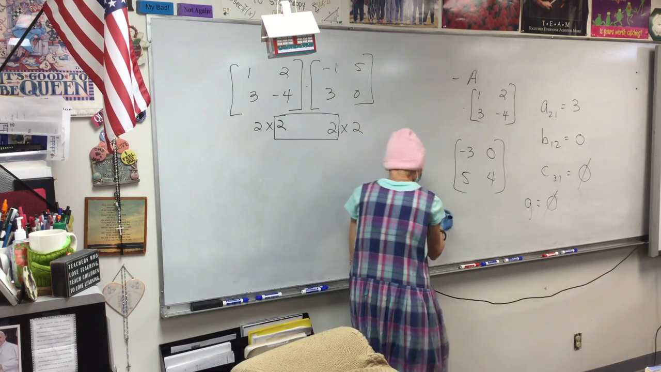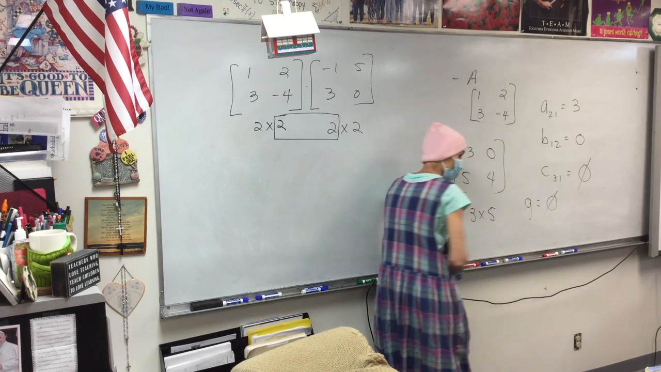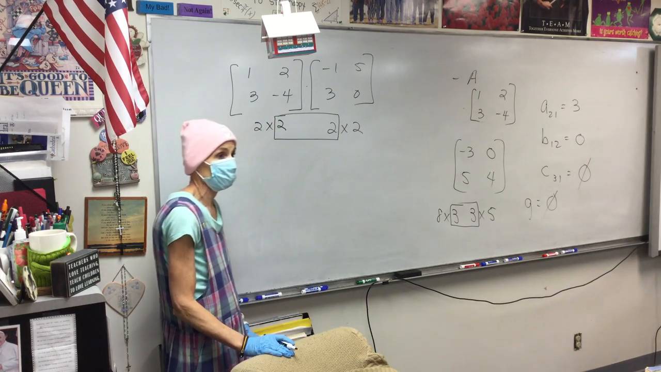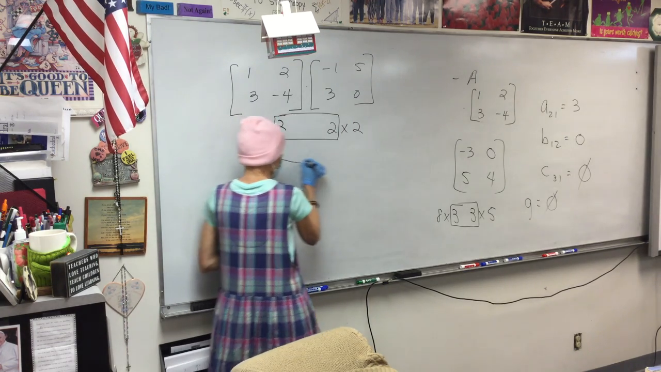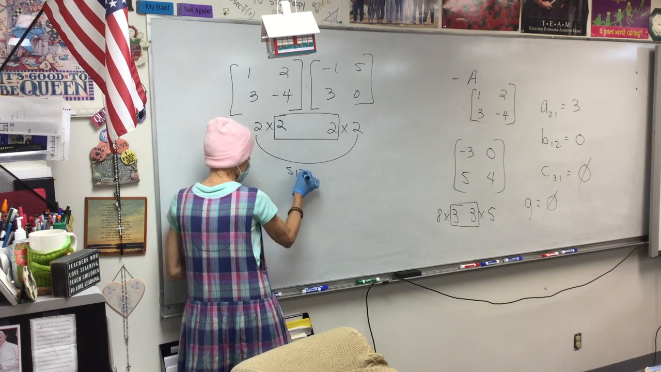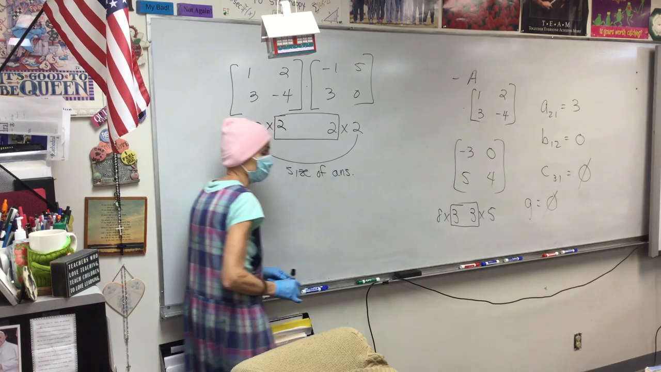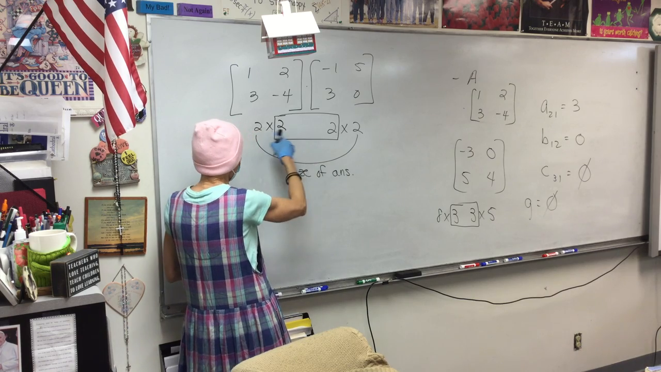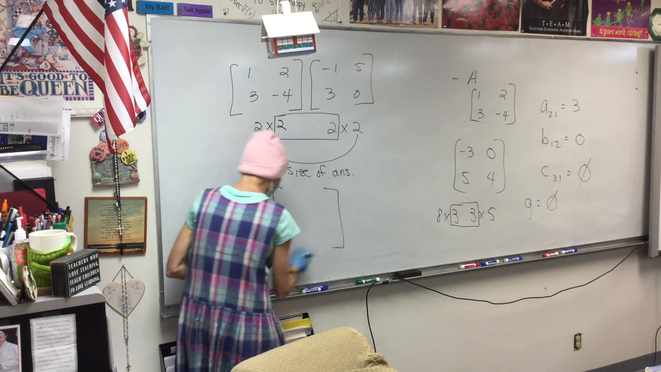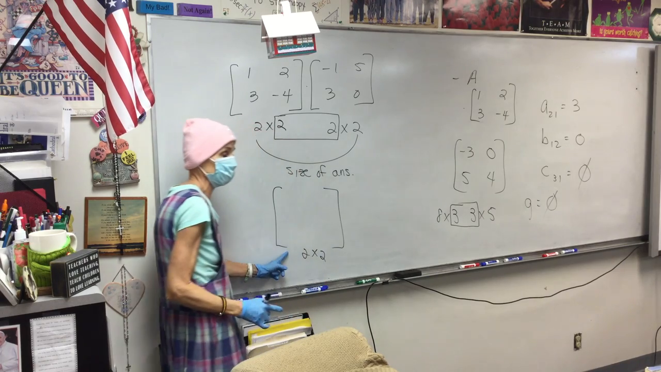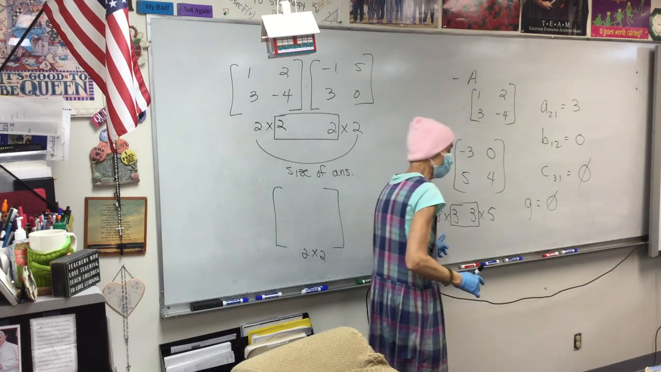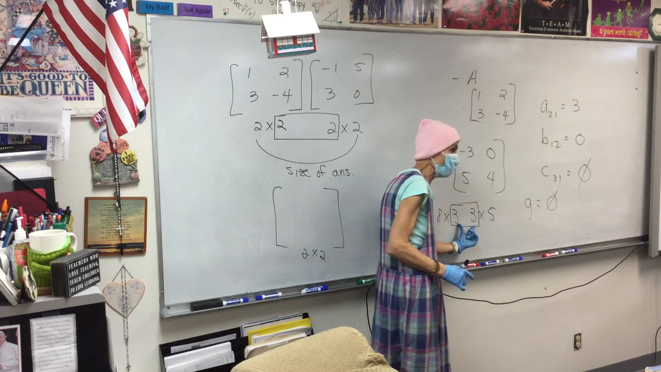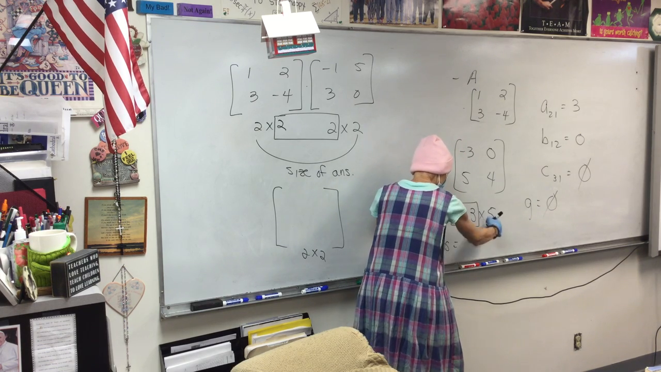So if we had an 8 by 3 and a 3 by 5, they can be multiplied. The outside two tell you the size of the answer. So these two must match, they do. And when I multiply, my answer is going to be another 2 by 2. In this example, an 8 by 3 and a 3 by 5, they can multiply, and my answer would be 8 by 5.